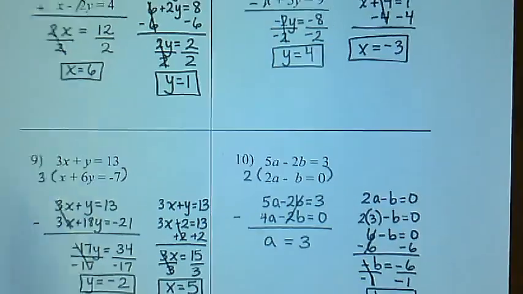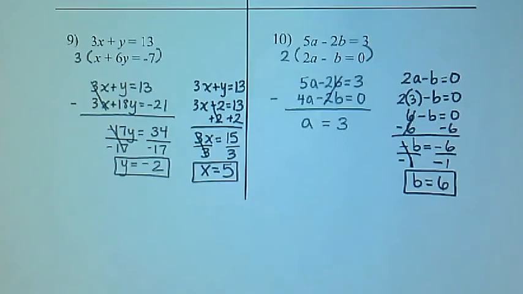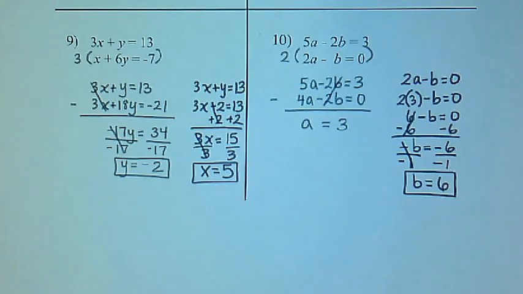Okay, so for number 9, notice that if you wanted to multiply this one by 6, you could. If you wanted to multiply the bottom one by -6 and then add right here instead, you could have done that. It's really up to you. I know some of you like to add the opposite, so I'm going to show you what that would look like.